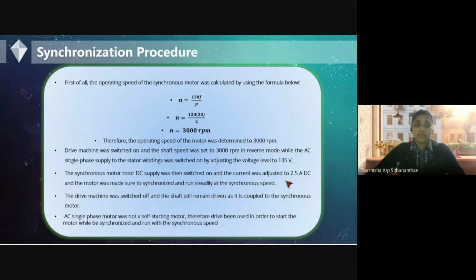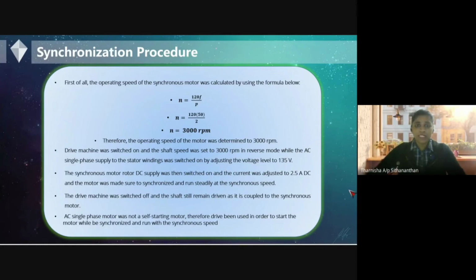Next, the drive machine was switched on and the shaft speed was set to 3000 rpm as calculated, in reverse mode, while the AC single phase supply to the stator windings was switched on by adjusting the voltage level to 135 volts. Next, the synchronous motor rotor DC supply was switched on and the current was adjusted to 2.5 amperes DC, and the motor was made sure to synchronize and run steadily at the synchronized speed.